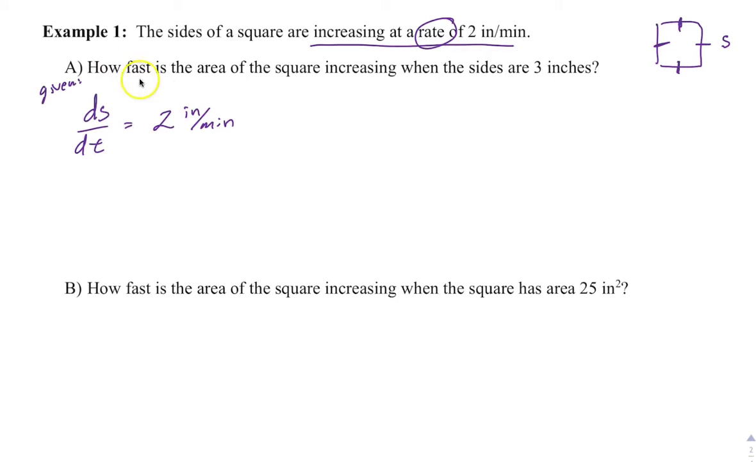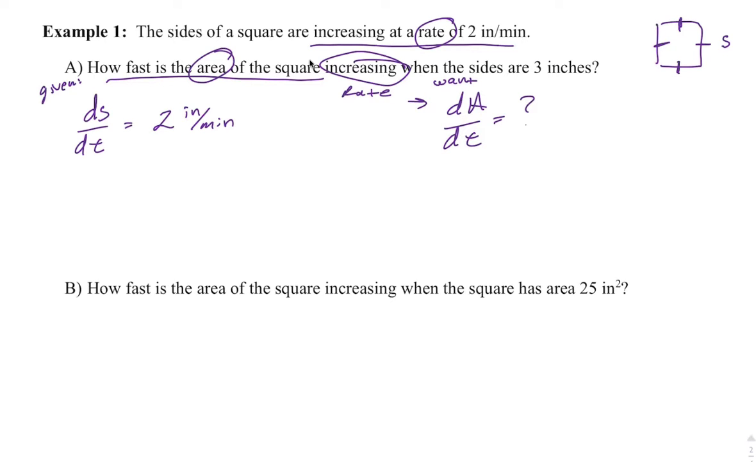And the question says, how fast is the area of a square increasing when the sides are 3 inches? So what we're looking for is right here. How fast is the area increasing? Notice it said increasing, so another rate. We're talking about the rate of the area. So that's going to be dA/dt. That's what we want. I want to know what dA/dt is. How fast is the area increasing when the sides are 3 inches?